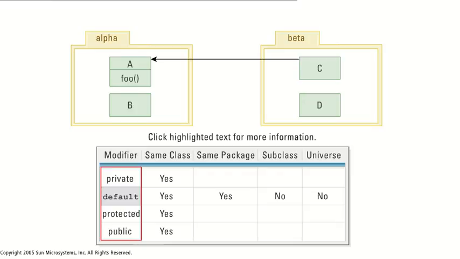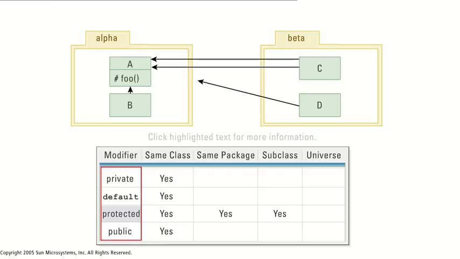So with the default level, only classes inside the same package are allowed to access that method or that attribute. And since the B class is in the same package as the A class, the B class has access to the foo method. So let's try the protected modifier. Click the protected word down in the table below.